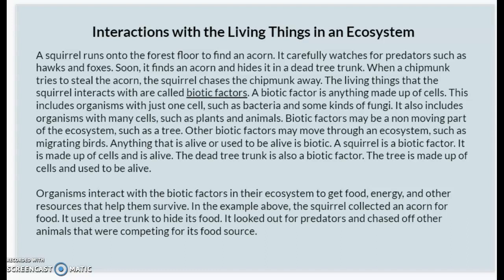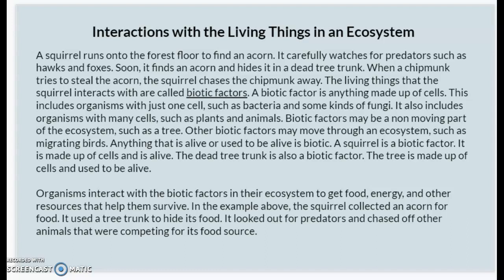Interactions with the living things in an ecosystem. A squirrel runs onto the forest floor to find an acorn. It carefully watches for predators such as hawks and foxes. Soon it finds an acorn and hides it in a dead tree trunk. When a chipmunk tries to steal the acorn, the squirrel chases the chipmunk away. The living things that the squirrel interacts with are called biotic factors.